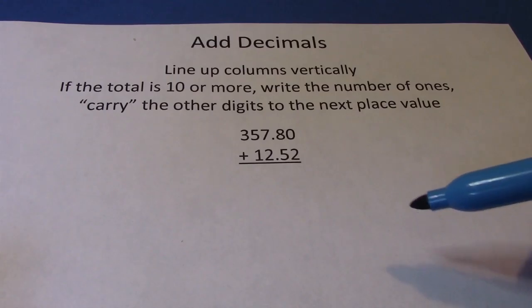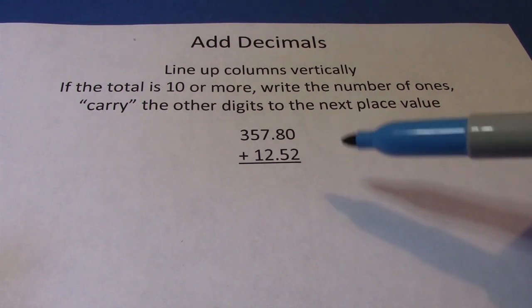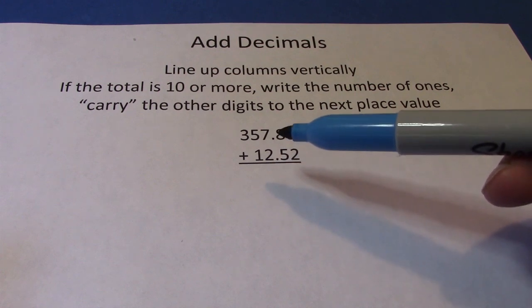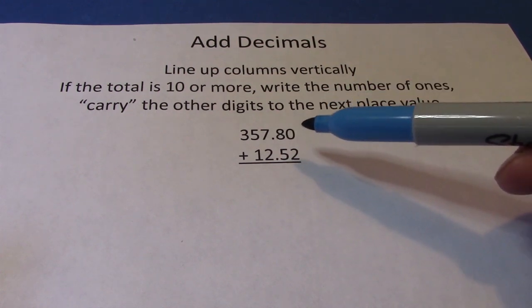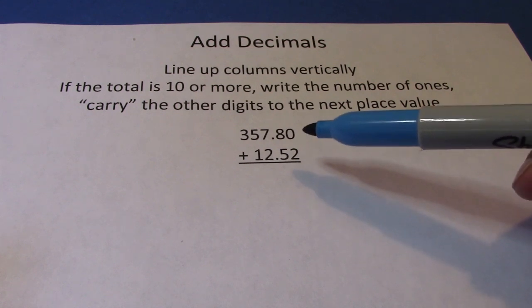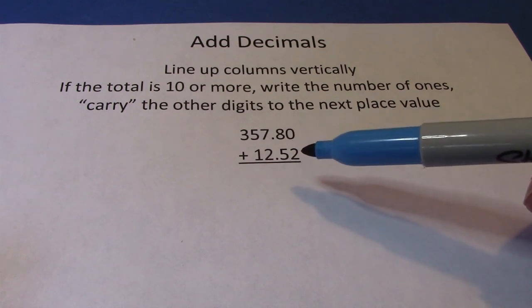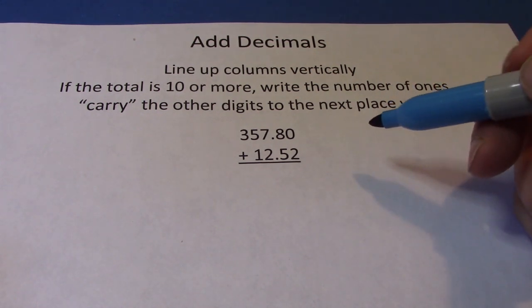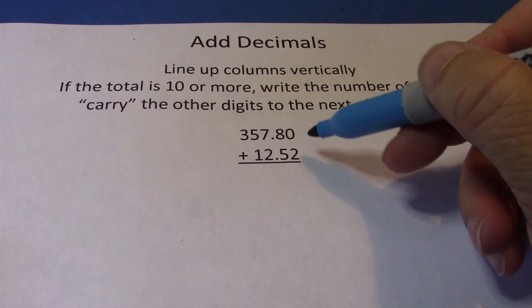When we add decimals, we first need to line up the columns vertically. We need to be sure that the decimal point is directly above each other, and we fill in with any kind of zero so that there's the exact same number of decimal places after the decimal point in both numbers. Now we can add the columns one by one, starting on the right.